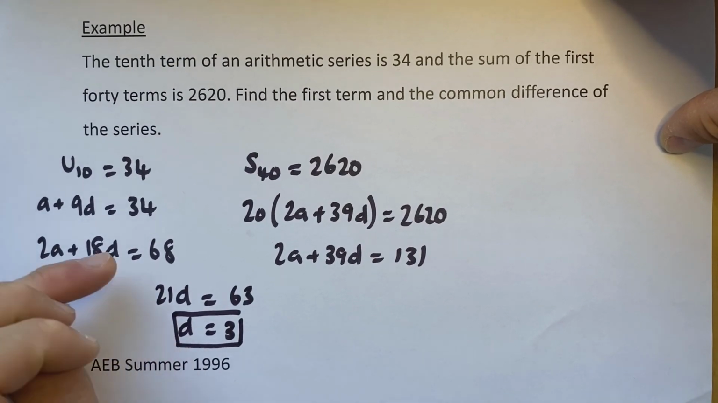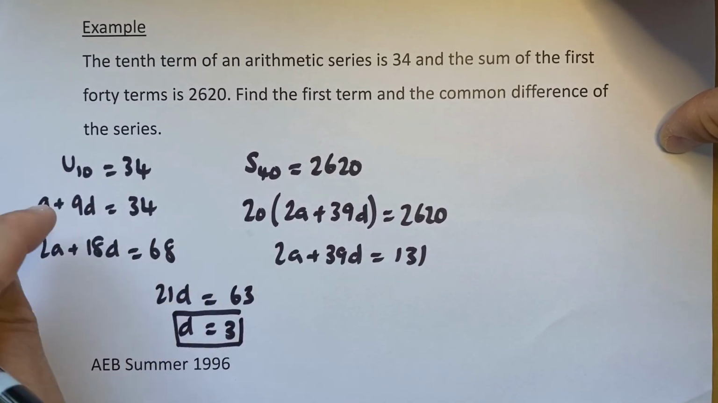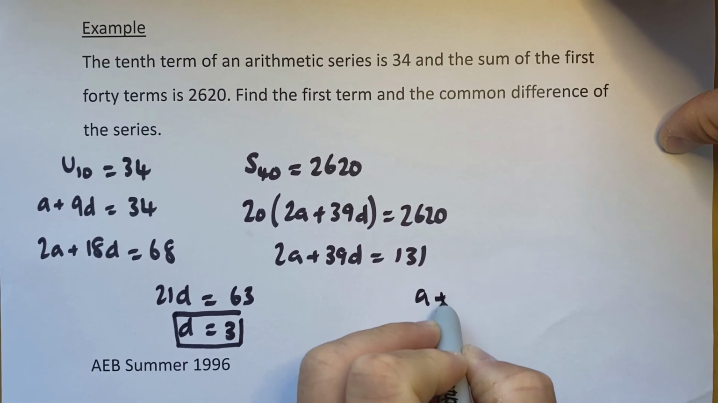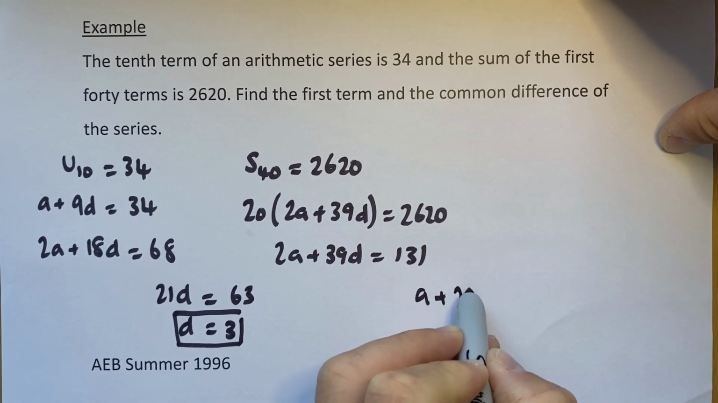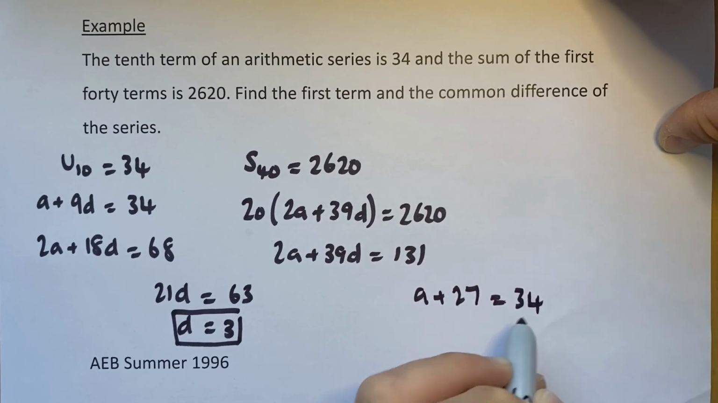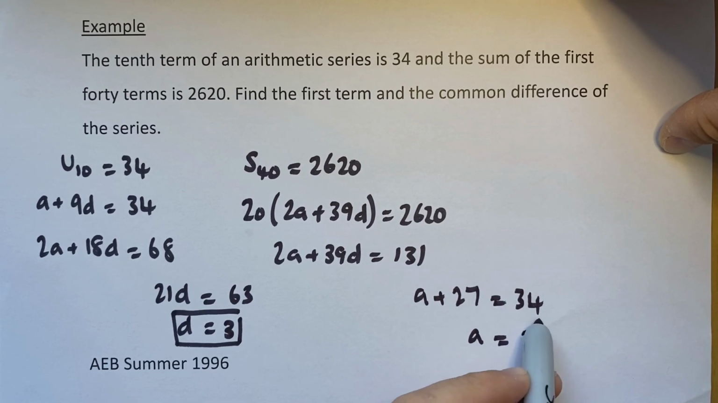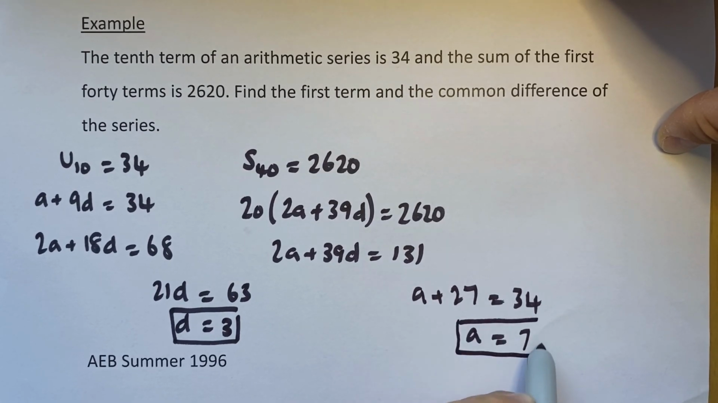Put that into either expression. This is the easiest numbers. So we've got a plus 27 is equal to 34. Take the 27 across to the other side and take the 27 off. You get a is equal to 7. Question done.